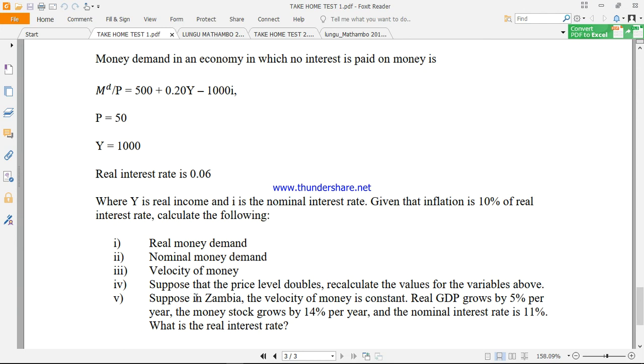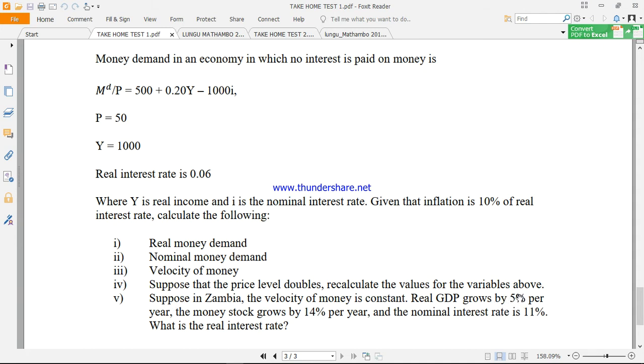5. Suppose in Zambia, the velocity of money is constant. Right there, you can tell that it's a real variable. Real GDP grows at 5% per year. Okay, so real GDP is growing at 5%.